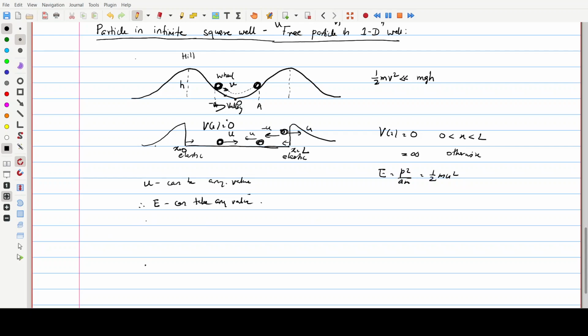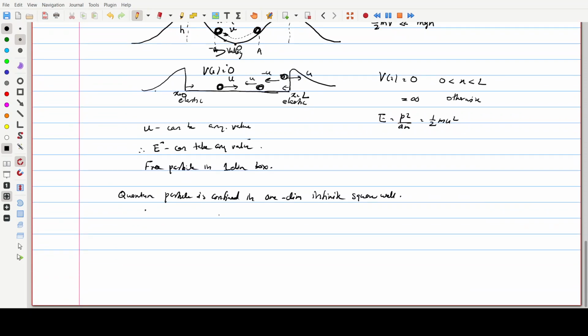Okay, so this kind of situation is called the free particle in a one dimensional box. Suppose a quantum particle is confined in a one dimensional infinite square well.